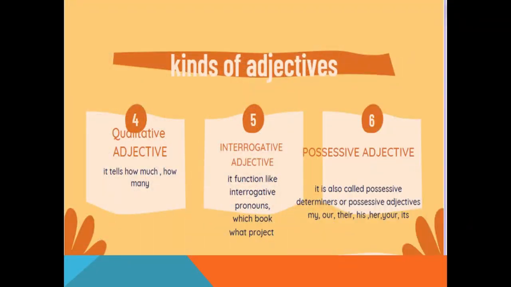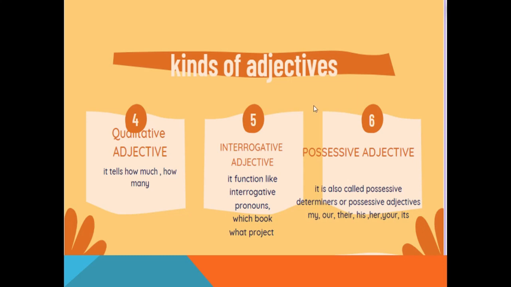Next we have the fourth one, quantitative adjectives. Quantitative adjectives are those adjectives which tell about how much and how many. They tell about the quantity. We have numeral adjectives here also. Numeral adjectives have two types: one is ordinal and the other is cardinal adjective.